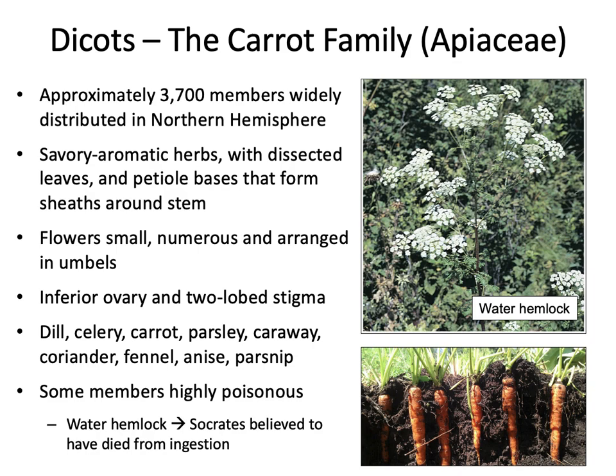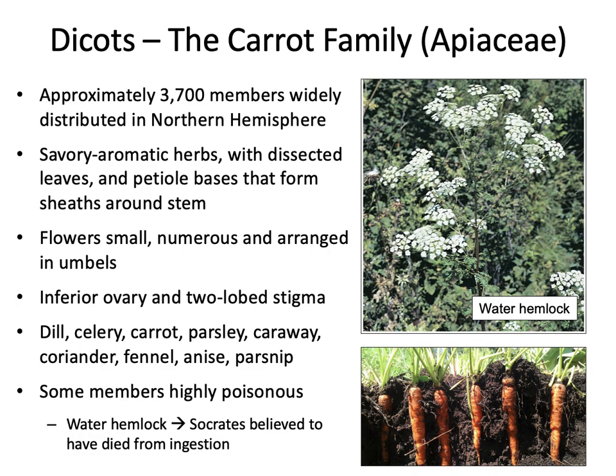Next up is the Apiaceae, which is the carrot family. There are less than 4,000 members, widely distributed across the northern hemisphere. It includes savory aromatic herbs with dissected leaves and petiole bases that form sheaths around the stem. The flowers are small, numerous, and arranged in an inflorescence called the umbel. They tend to have an inferior ovary and a two-lobed stigma, and some important plants that humans use include dill, celery, carrots, parsley, caraway, coriander, fennel, anise, and parsnip.